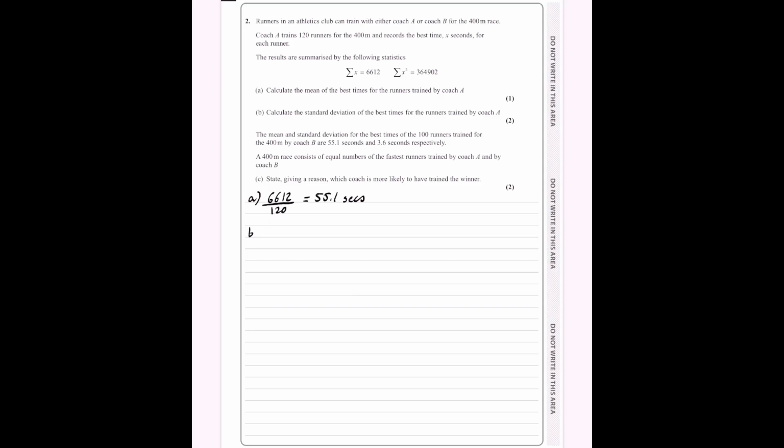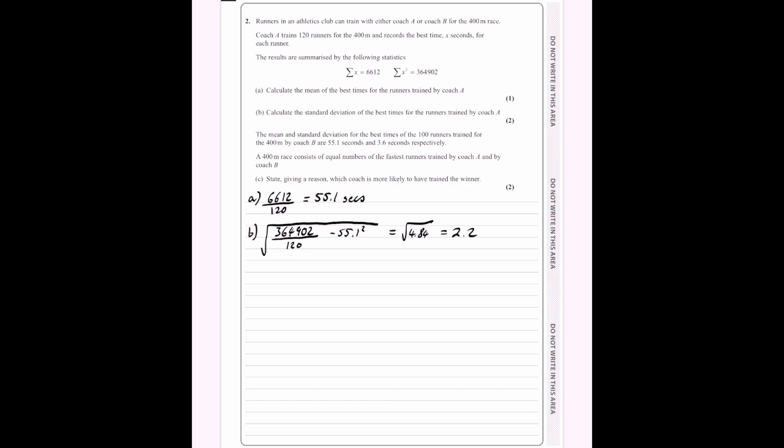For the standard deviation, we can just use the formula. It's the sum of x squared over n, subtract the mean squared, and then all of that square rooted. So 364,902 over 120, subtract 55.1 squared, and square root all that. Actually simplifies quite nicely. We get root 4.84, which is equal to 2.2.